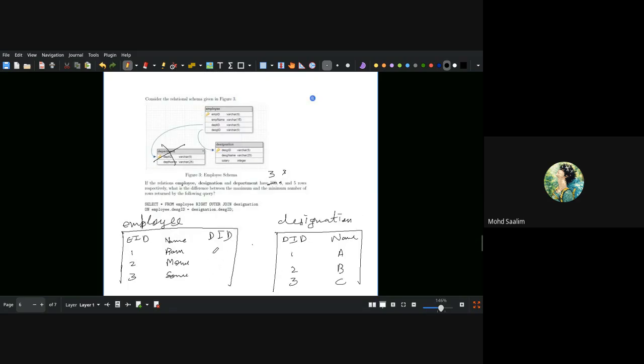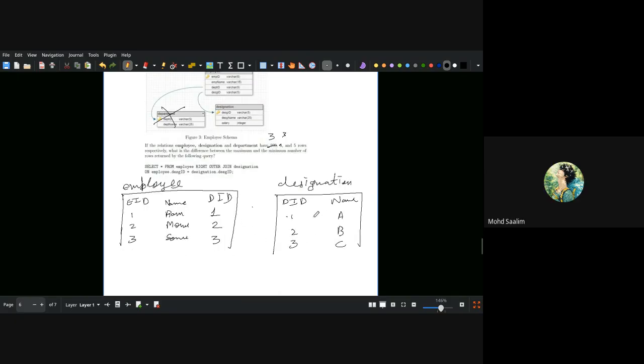So if I say that designation ID 1 is related to Ram, designation ID 2 is related to Monu, and designation ID 3 is related to Sonu, what will be the output? How many rows will I get? 3. Let's say I have 4 designations.